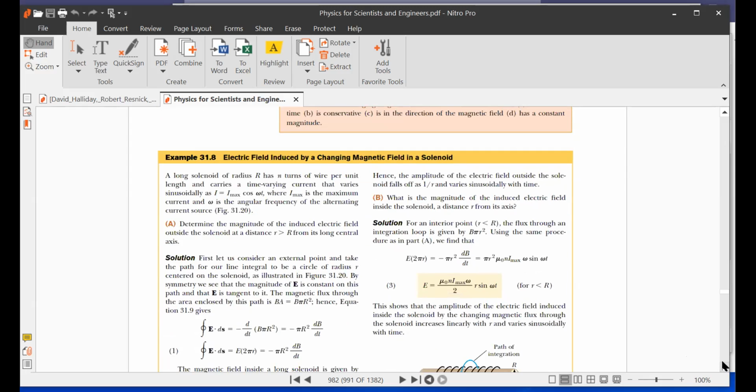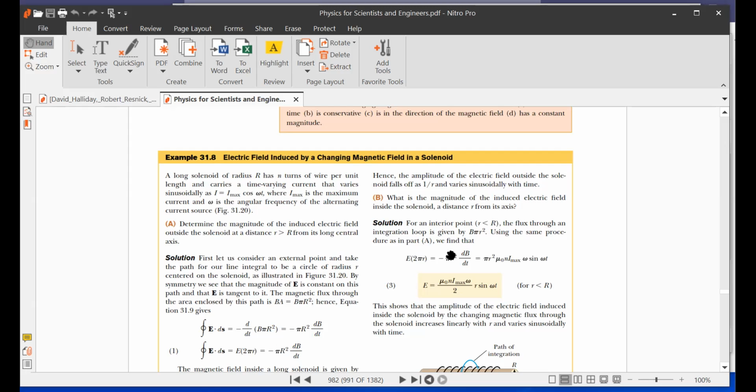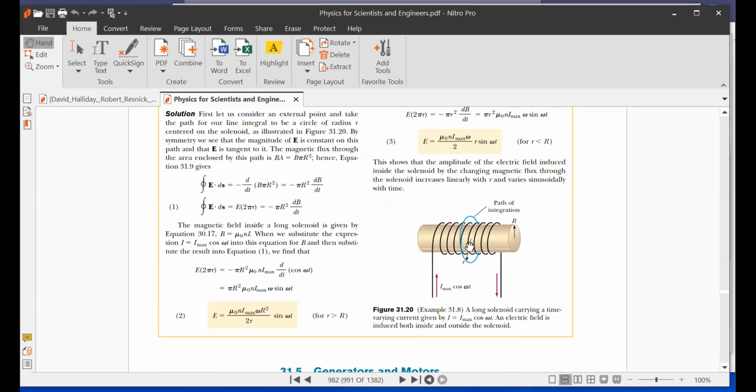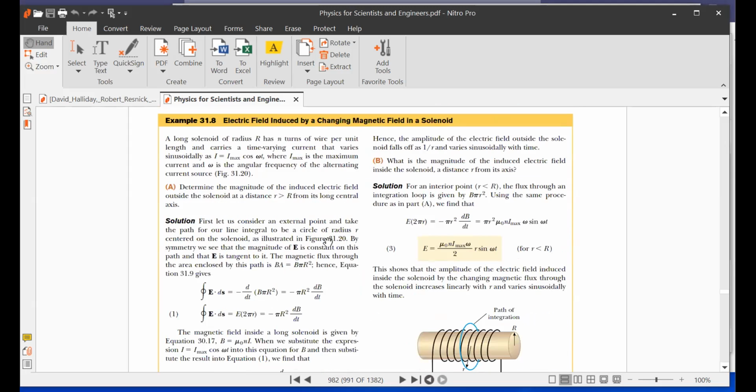So what about inside the solenoid? Inside the solenoid, the flux is π r squared times B. This is the total flux, but if we consider only partial flux inside the solenoid, it is no longer capital R, but we replace capital R by little r.